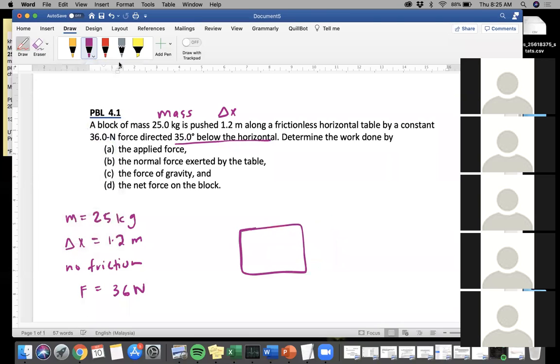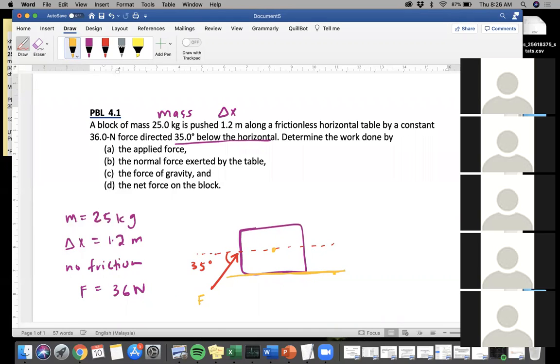So this is our box. This is our horizontal. It's below the horizontal by 35 degrees. Remember, drawing this is as important as solving it because this is where you start. Determine the work done by the applied force. So now we have to do the free body diagram. Let's do this in yellow. This is our applied force, F. The normal force exerted by the table. We should have a table down here, but I forgot to put it.